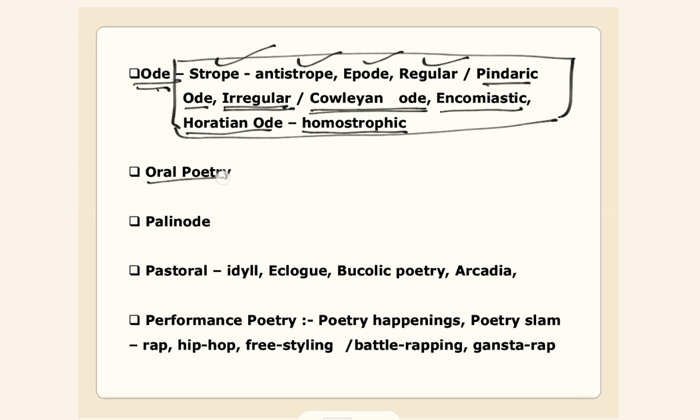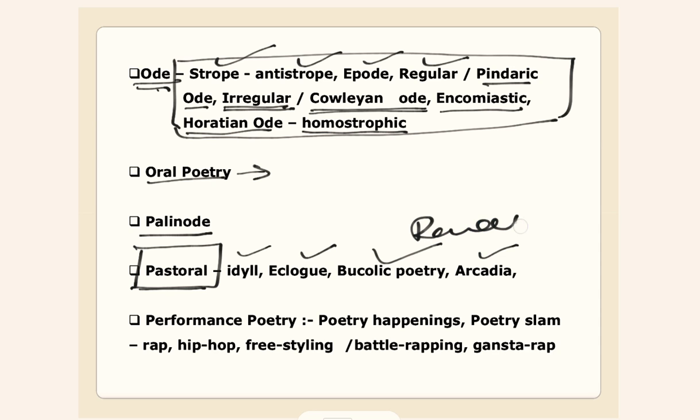Next, oral poetry. This is a very ancient form of poetry. Please remember. Note also pastoral. Here, idyll, eclogue, bucolic poetry, Arcadia. These are all terms associated with pastoral poetry. This is a very important feature during Renaissance literature.